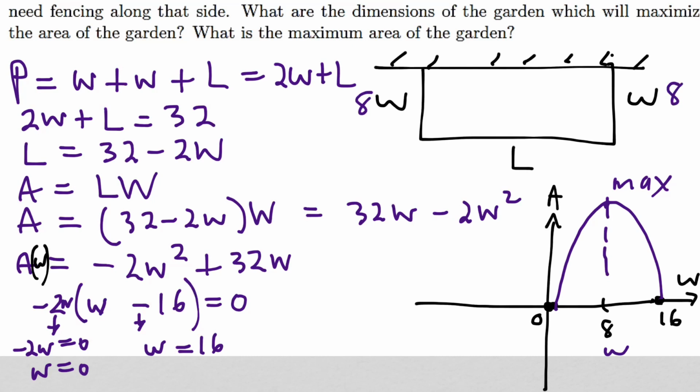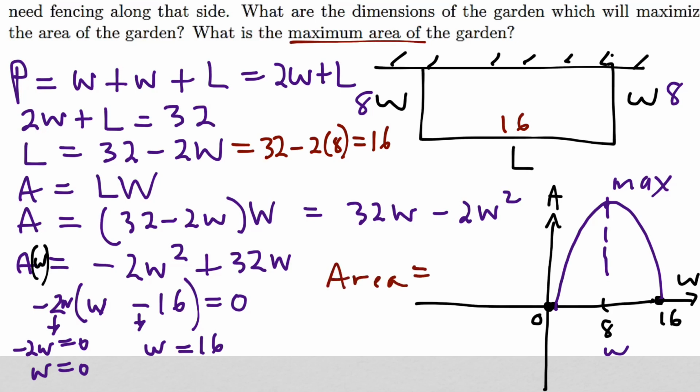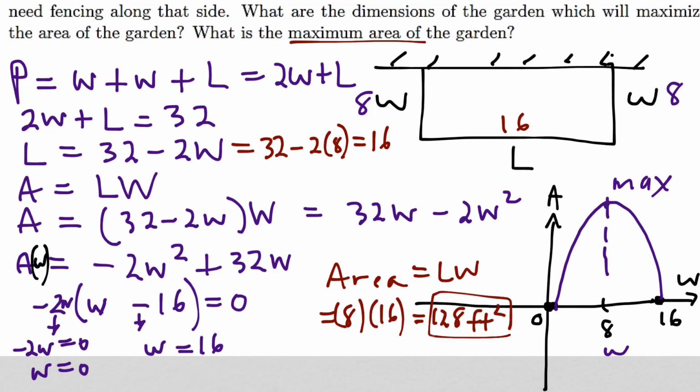So if the width is 8, that means the length must be, let's figure out the length, 32 minus 2 times 8. So that's 32 minus 16, that's 16. So the length must be 16. So that means my area then, which is something they asked for, is LW, length times width, which would be 8 times 16. So if we plug that into the calculator, you could figure that out. It's 128 feet squared. Okay, so that's my max area.